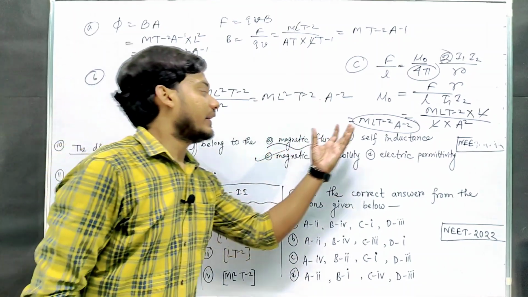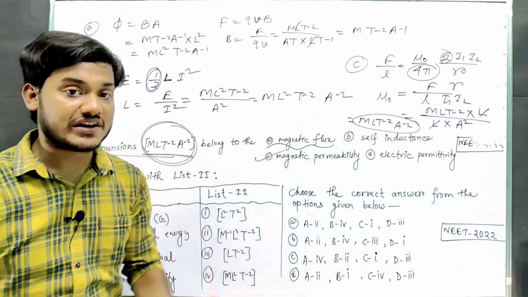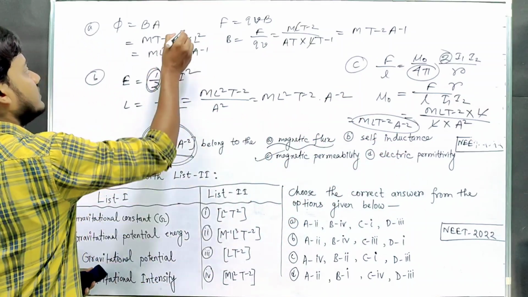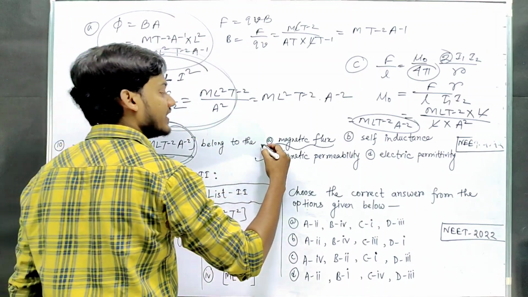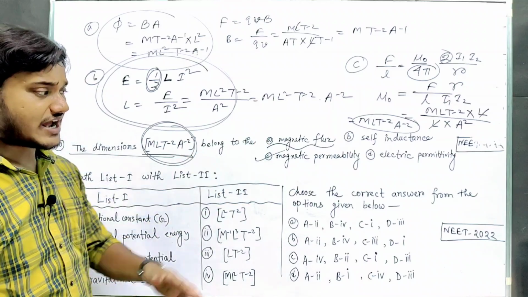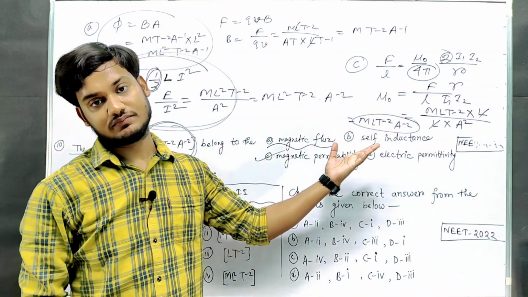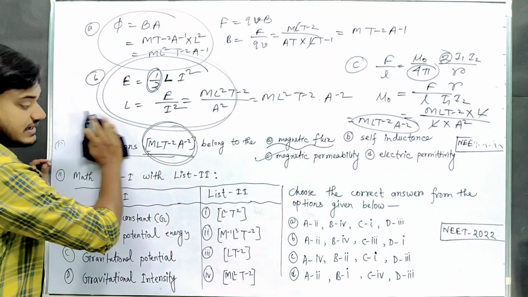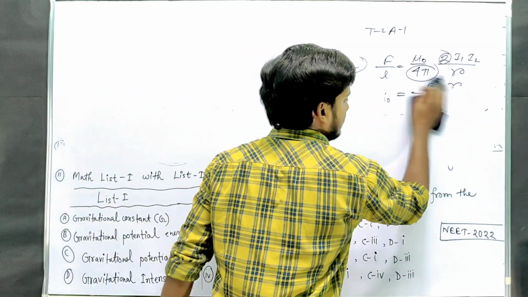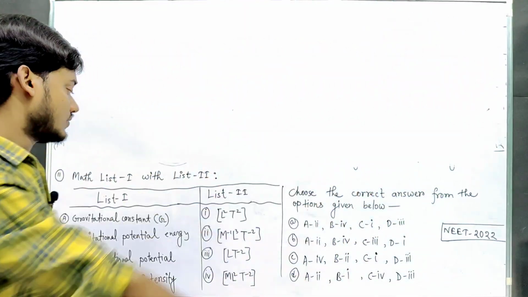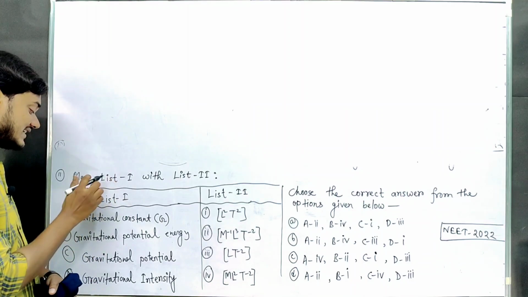ठीक है, ये सब जो फिजिकल क्वांटिटी है इसका जो डायमेंशन है, you have to remember it. Okay, this is how you can derive, but we do not have that much time, so you have to remember the dimension of all these physical quantities. Okay, next question. Let's try by yourself. कोशिश करो. Match, it's not math, it's match.